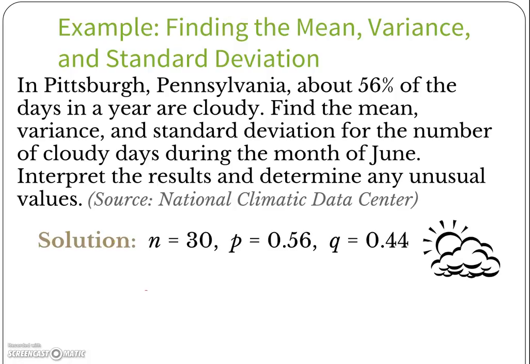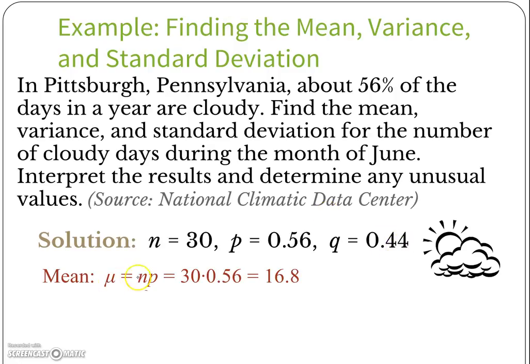So in this example, since there are 30 days in June, the n is 30 because we're going to look for the number of cloudy days during the month of June. So this is 30 days. p is 0.56 because the probability of it being cloudy is 0.56. And so the probability of failure, which means not cloudy, is 0.44.